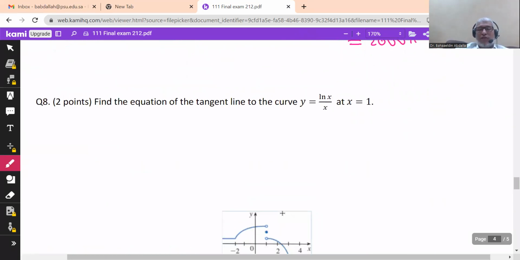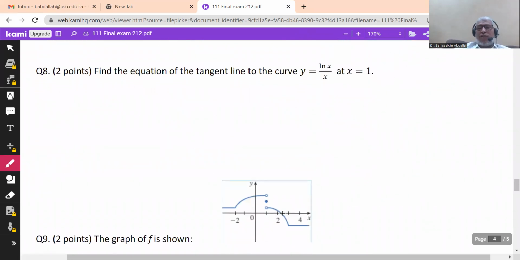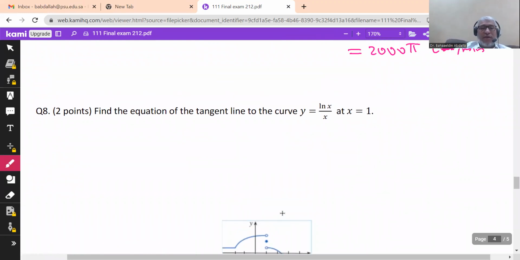Find the equation of the tangent line to this curve at x equals 1. Well, the equation of the tangent line is y minus f of 1, okay, because x is 1, equals f prime at 1, that's the slope, times x minus 1. So f of 1, I replace x by 1, then ln 1 is 0. So f of 1 is 0.